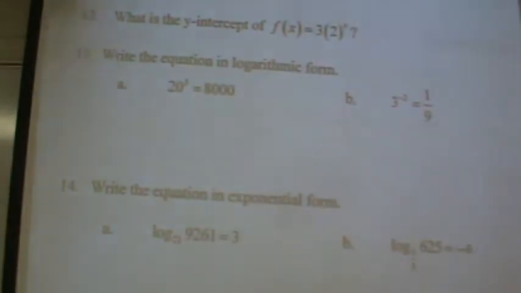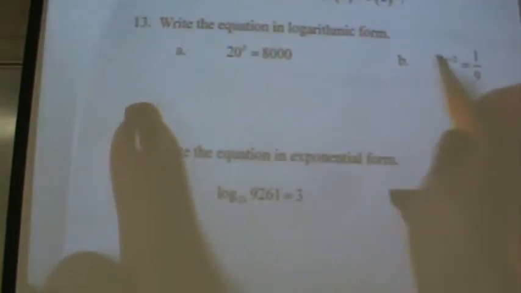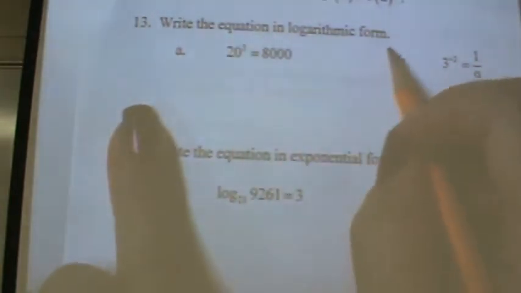Hey, you guys did very good on this log stuff, which is a good sign because we're gonna be doing more logs, we're not done. So for number 12, what's the y-intercept? 0, 3. For these two, how do you write these in log form?